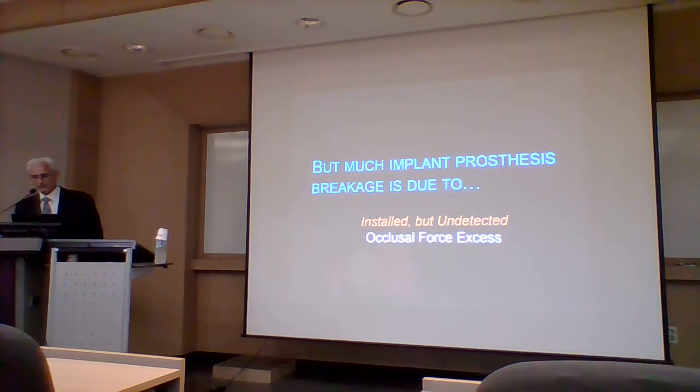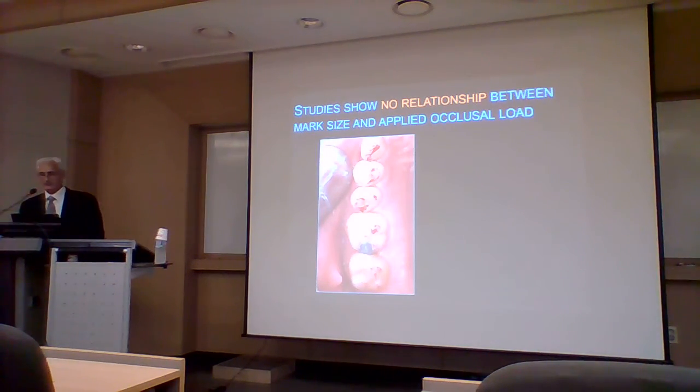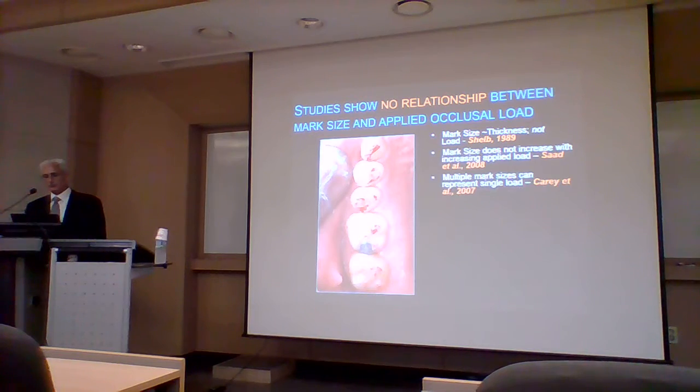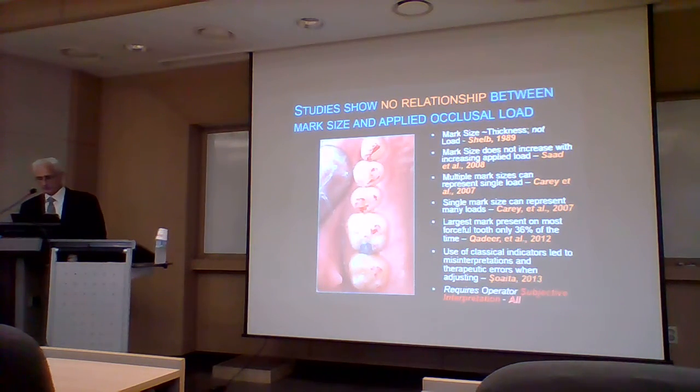So undetected occlusal force excess is due to the fact that articulating paper, which we commonly use, doesn't measure force. 그걸 계속 쓰지만 사이즈를 가지고 포스를 직접 연관하는 게 아니기 때문에 어려움이 있는 거고. So there are numerous studies in the literature that show that there is no relationship between force and carbon paper. carbon paper를 쓰는 것이 포스하고 직접 상관이 없다는 걸 여러 페이퍼가 얘기하고 있고. And in essence, any one of these marks could be low force or high force.